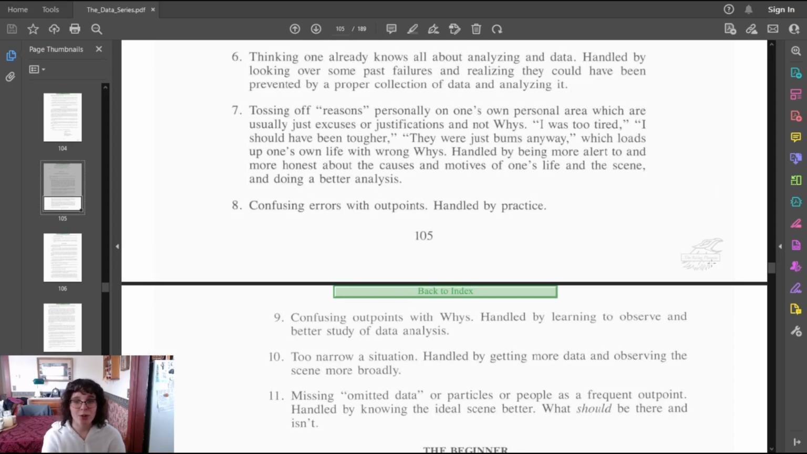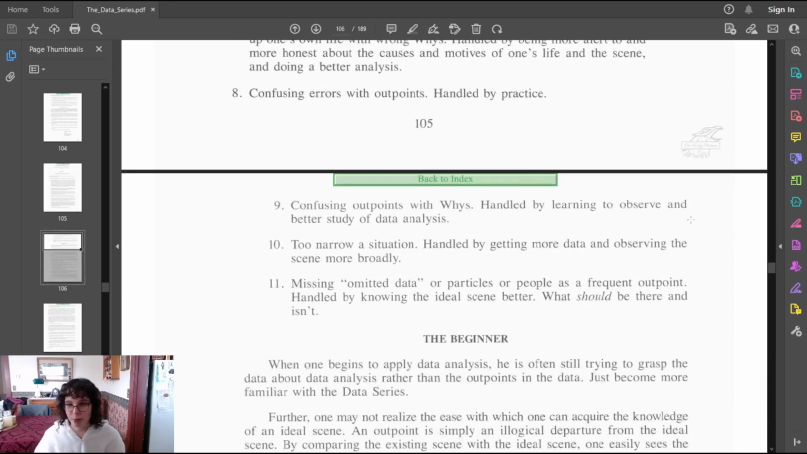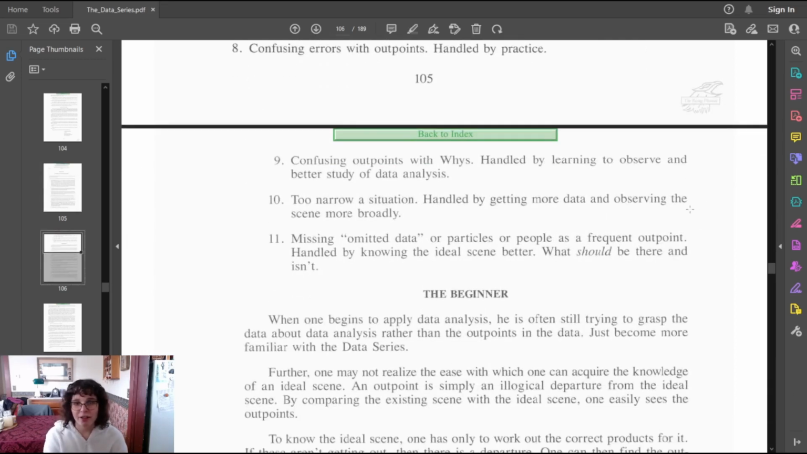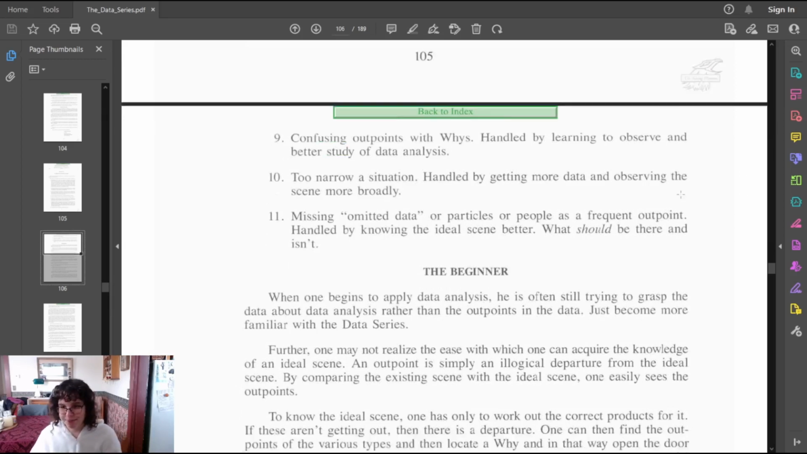Number eight, confusing errors with outpoints, handled by practice. Number nine, confusing outpoints with whys, handled by learning to observe and better study of data analysis. Number 10, too narrow a situation, handled by getting more data and observing the scene more broadly. 11, missing omitted data or particles or people as a frequent outpoint, handled by knowing the ideal scene better, what should be there and isn't.